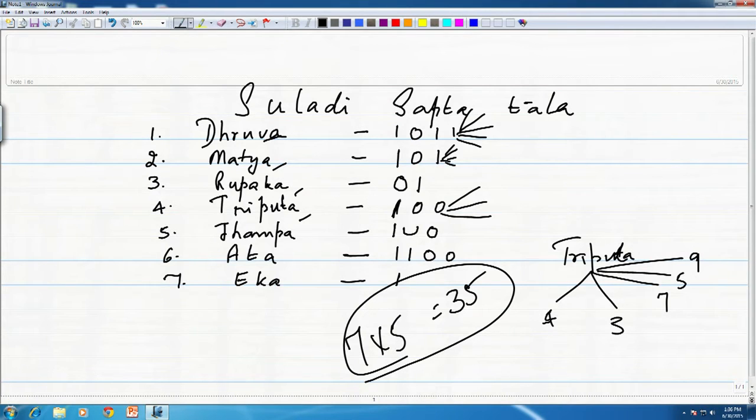But given that we have Chatushra Jati Triputa Tala, we can further have a subdivision of again 5, what is called Nadai or Gati. So you could have the basic Chatushra Jati Triputa Tala as 1, 2, 3, 4, 1, 2, 3, 4, 1, 2, 3, 4 and so on. Now this is called Chatushra Nada or the Chatushra Gati, Chatushra Jati Triputa Tala.